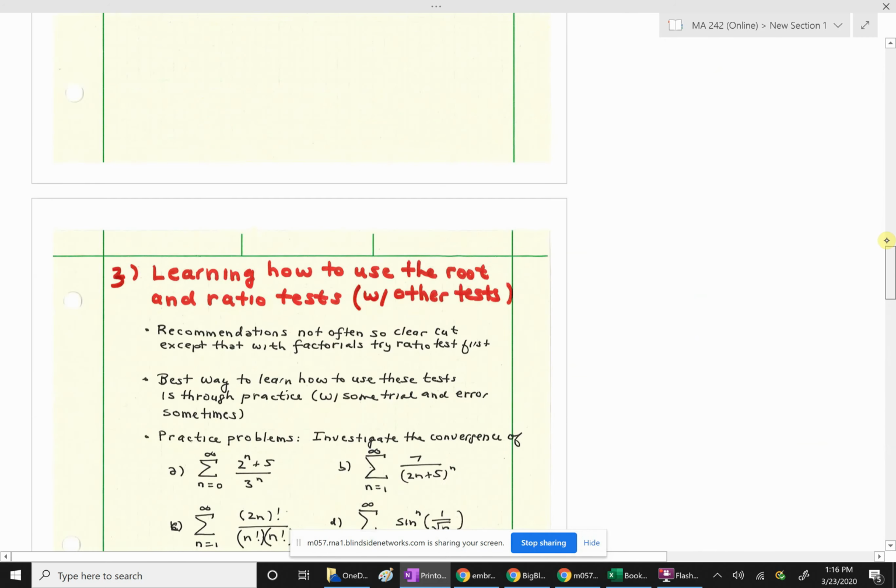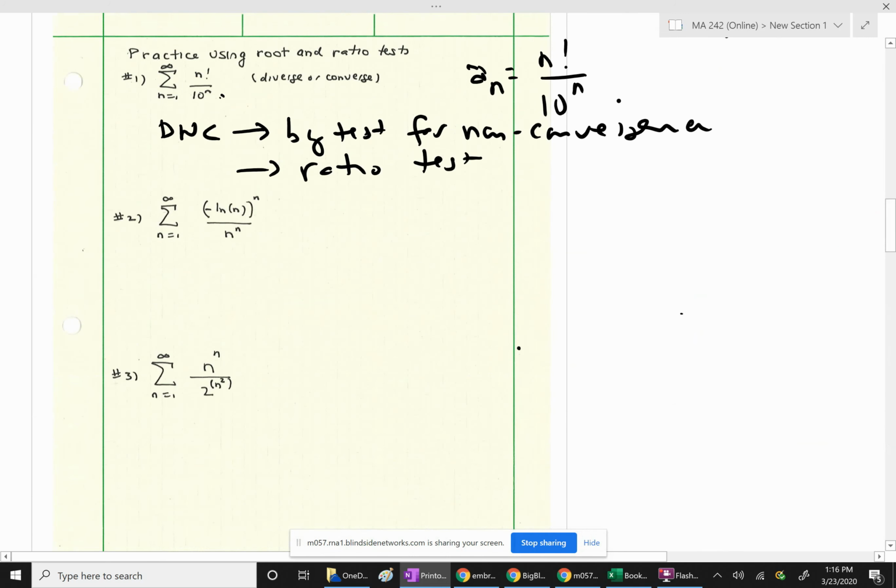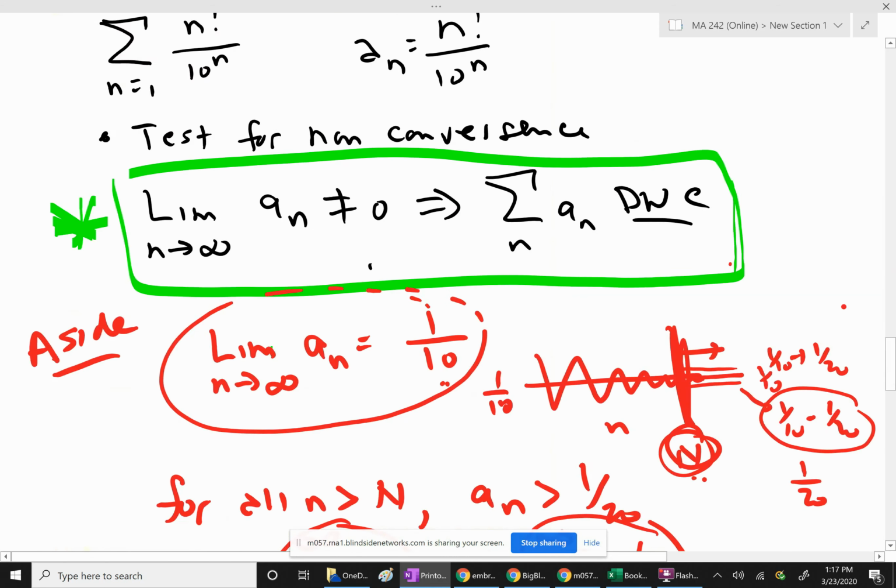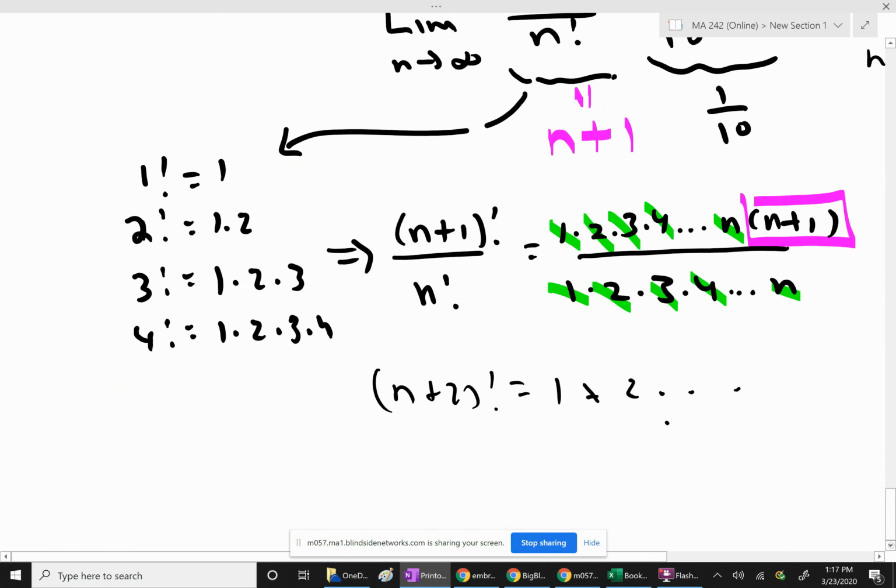Other questions that we have? Okay, so let's look at this problem right here. We want to figure out if this converges or diverges. It's the sum from n equals 1 to infinity of natural log to the nth raised to the nth power divided by n to the nth. This is a hard problem. To look at this, it's maybe not so obvious what's going on.